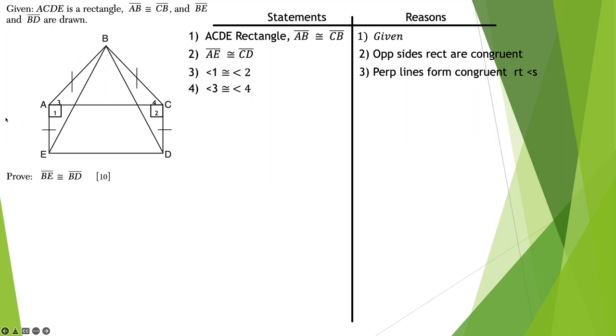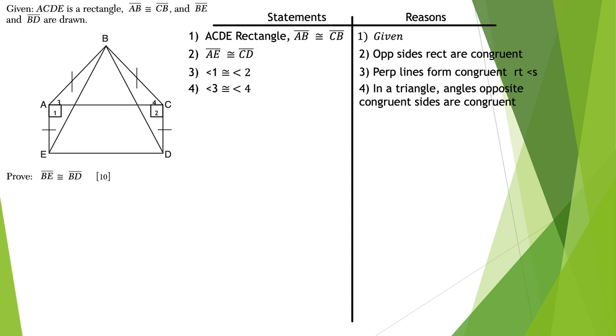Step 4, angle 3 is congruent to angle 4. This is a little tricky. What I want you to focus on is this big triangle on the top here, triangle ABC. I know that that's isosceles because AB is congruent to BC. And then the base angles have to be congruent, and that's why 3 is congruent to 4. So in a triangle, the angles opposite congruent sides are congruent. You could have also said base angles of an isosceles triangle are congruent. A little less rigorous, but that's okay.